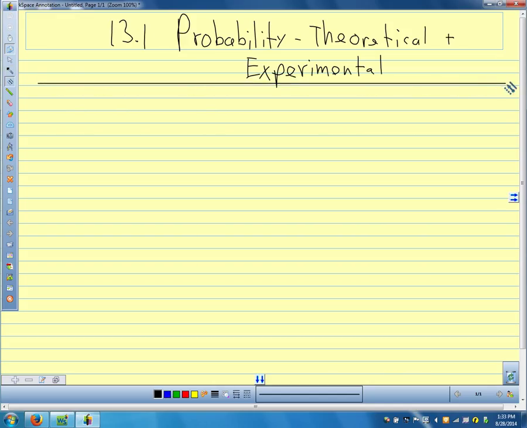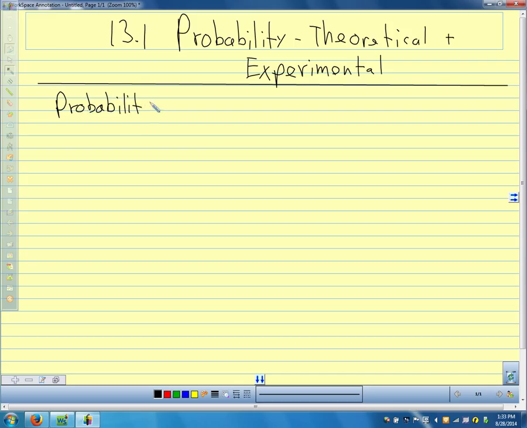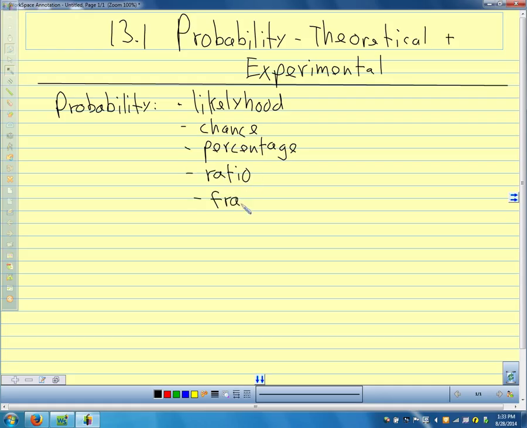So what I want to do first is write down some of these words that we used to talk about probability, our everyday words for probability, because we came up with a nice list. We said probability had to do with likelihood, and I'm not writing these in any particular order. Likelihood, chance. We said percentage. We said ratio. We said fraction. We said possibility.